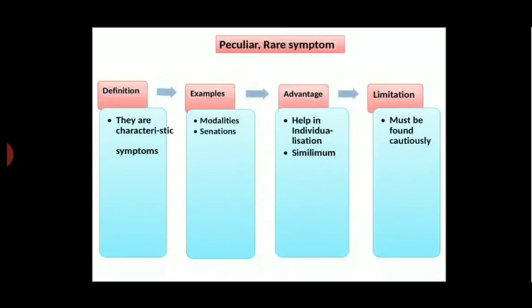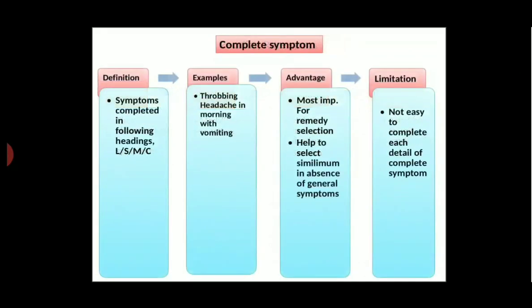Next, peculiar rare symptoms. These are characteristic symptoms like modalities, characteristic sensation, etc. They help in individualization and must be found very cautiously to prescribe a medicine. Next is a complete symptom, first given by Dr. Boenninghausen. They have four main components: location, sensation, modality, and concomitant. And they are the most important to prescribe a medicine when you have only particular symptoms or you are lacking in mental and physical generals.